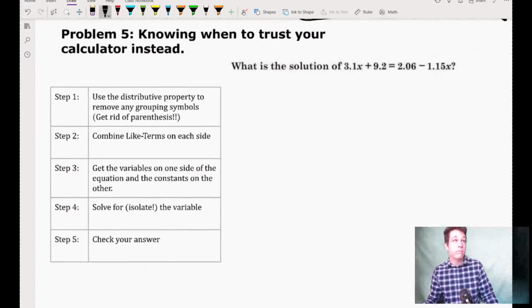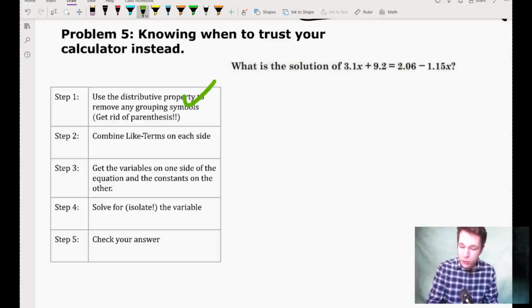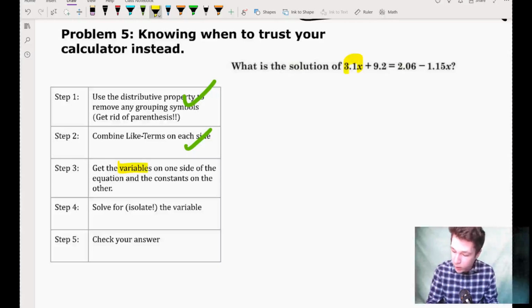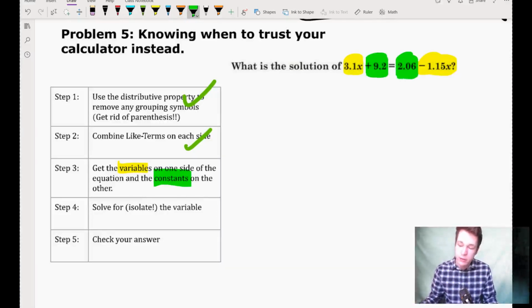I'm going to go a bit faster on this one just because this is very similar to the last problem, except now we're dealing with the familiar x instead of what we usually deal with. Once again, no parentheses to deal with yet. Combine like terms on each side. We're going to skip that step. Once again, we have our variable terms on opposite sides of the equation, and we have our constants on opposite sides of the equation, so we can't combine them yet.